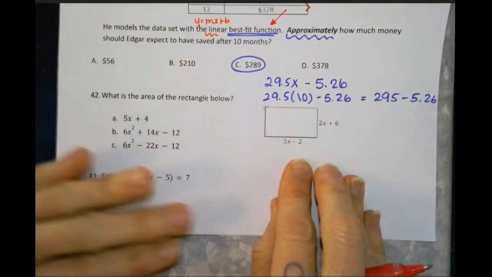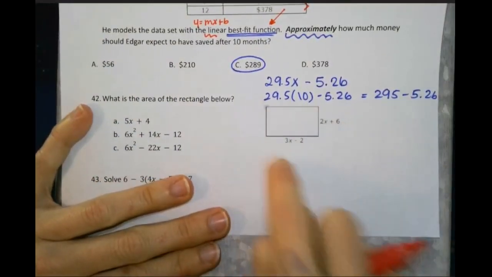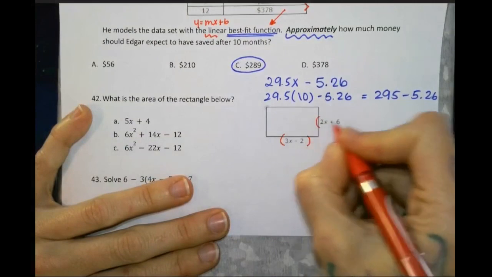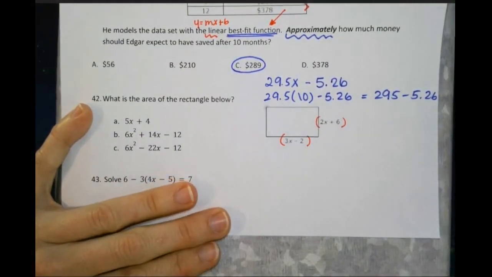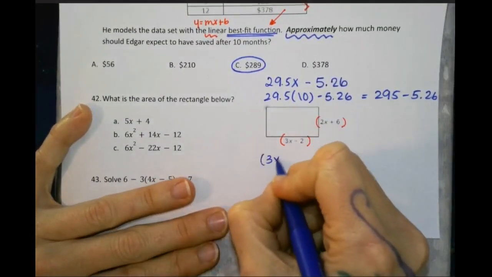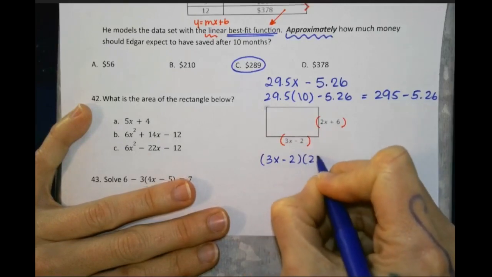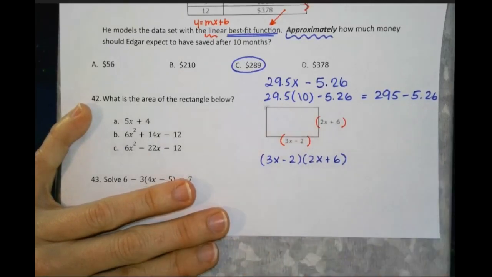What is the area of the rectangle? Area of a rectangle, so we have a binomial times a binomial. So we're going to have a mess when we're done, not a whole number. So 3x minus 2 times 2x plus 6. You have to multiply these together.